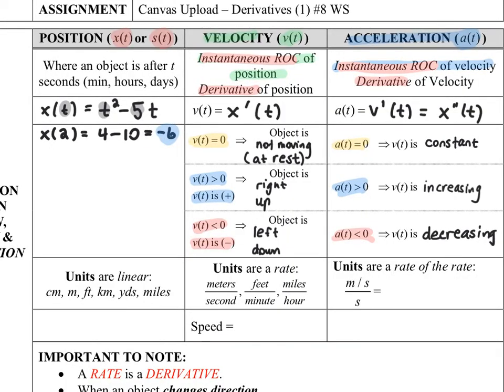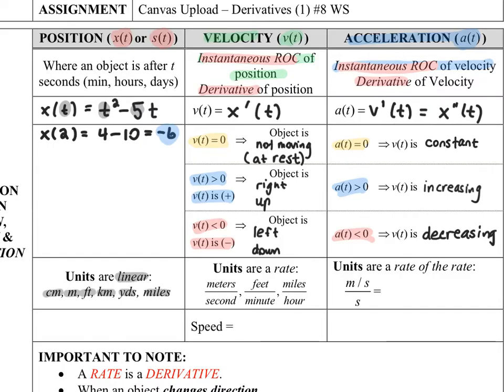Sometimes you'll be asked to give units, but sometimes the units will give you some insight into how to solve a problem. So a position unit is just linear. That would be just centimeters, feet, kilometers, yards, miles, any of those. Just something that you would measure as a distance.